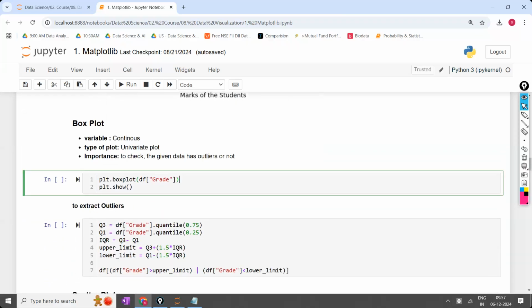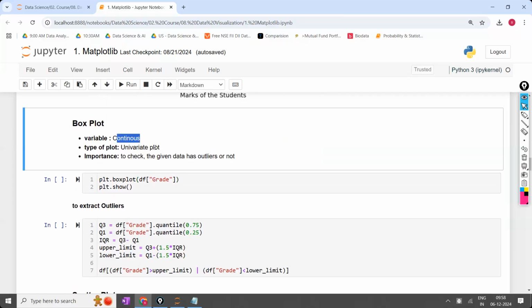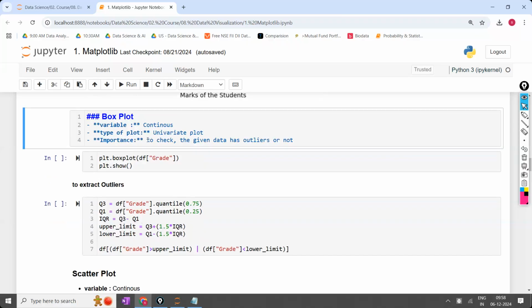Next one is box plot. Next plot name is called box plot. Now in the box plot, the variable is continuous and the type of the plot is univariate plot. And what is the importance of this plot? It represents the 5 number summary of statistics. What are the 5 numbers? Minimum, Q1, Q2, Q3 and maximum.